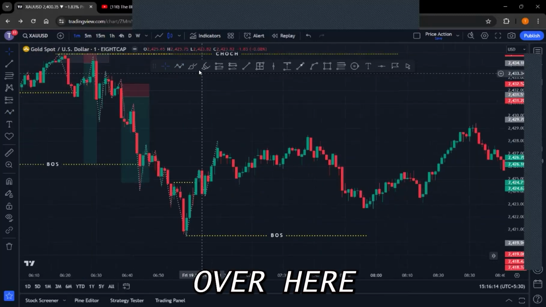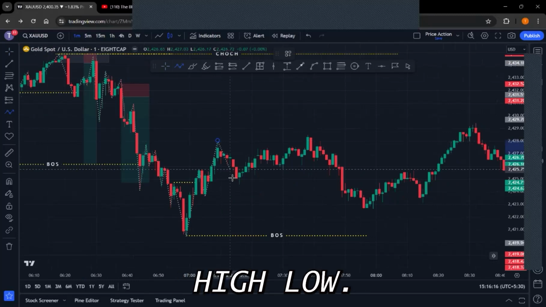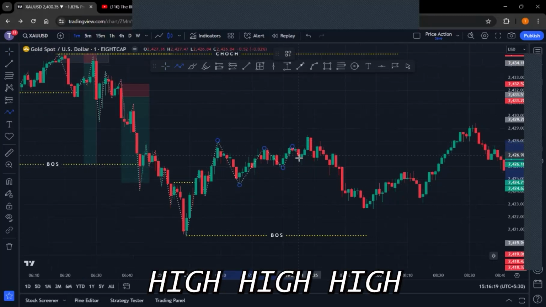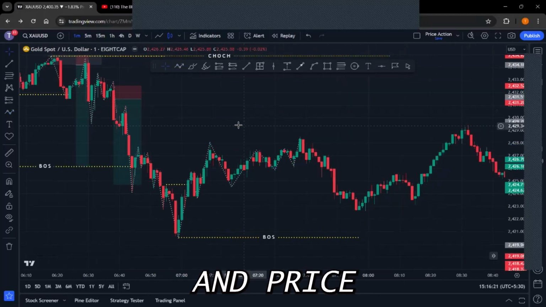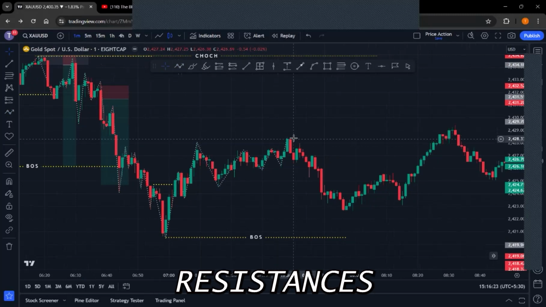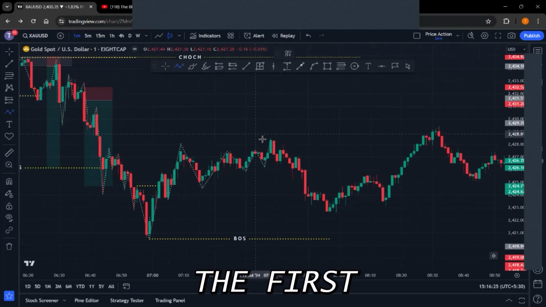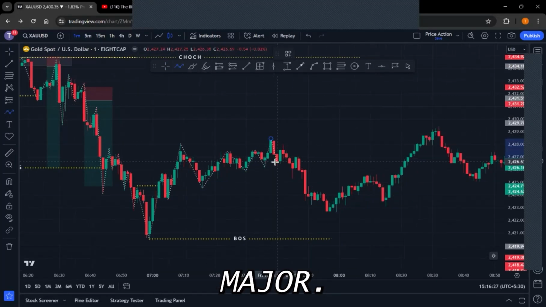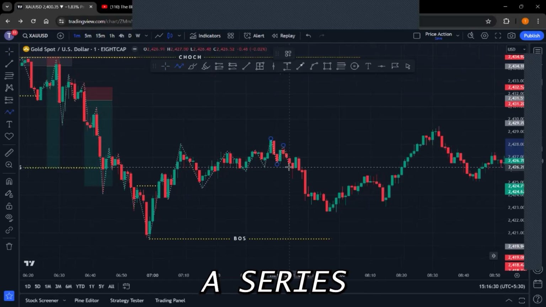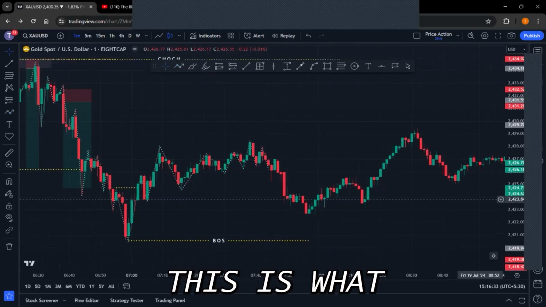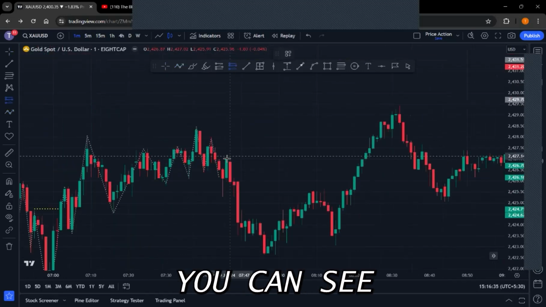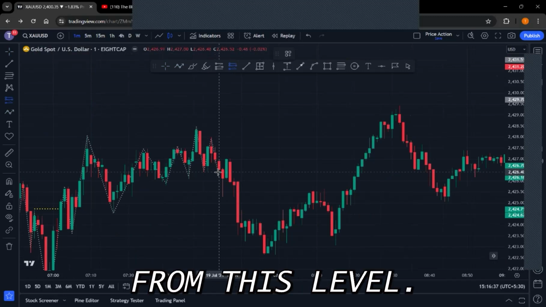Okay guys, so from here, what did happen over here? Price created a series of a higher high, higher low, another higher high, higher low, higher high, higher low, and higher high. Okay, and price broke all the major resistances over here, and you can see that this was the first point from this major resistance when the price created a series of a lower high and lower low. Okay, so this is your first entry, you can say, where you can start selling from this level.